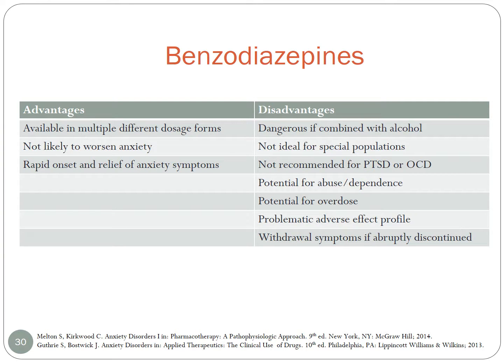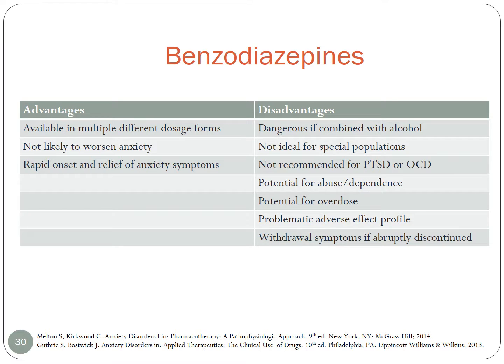There are several potential advantages and disadvantages to using benzodiazepines for treatment of anxiety. Many of the benzodiazepines come in multiple different dosage forms, which can be nice and convenient for patients. They're not likely to worsen anxiety like some of our antidepressants do, and they have a very rapid onset, so they can more quickly relieve anxiety symptoms.